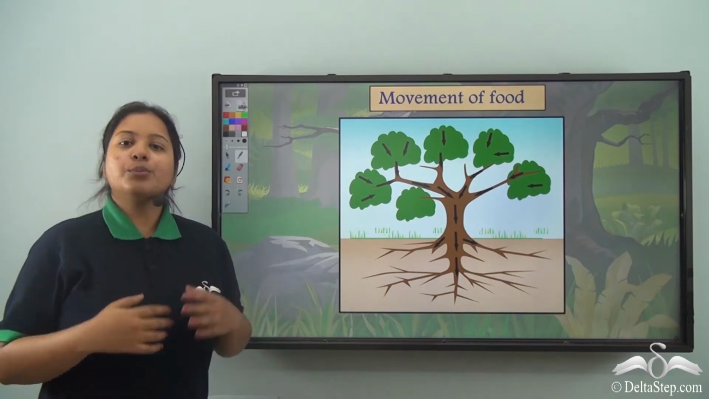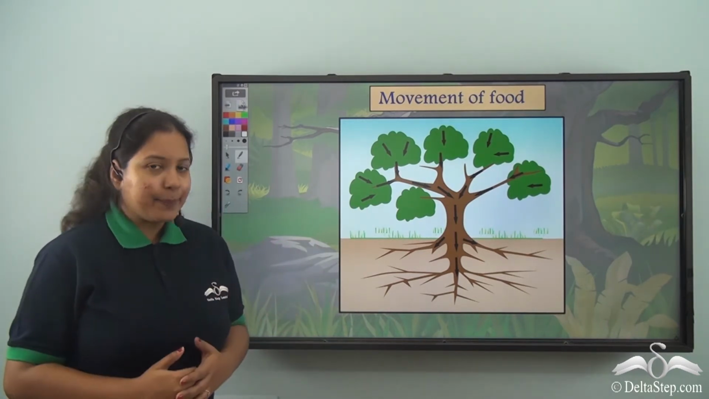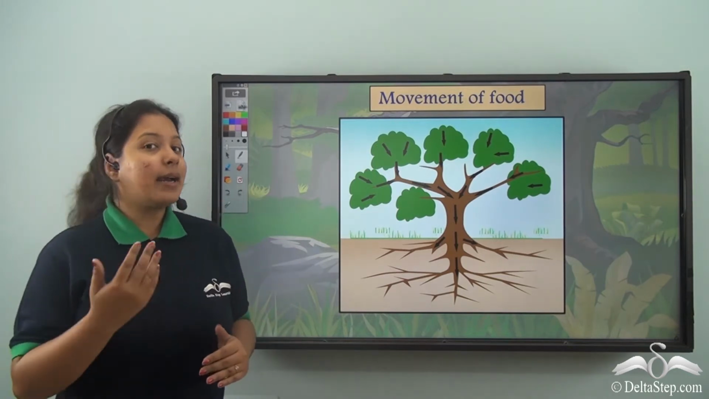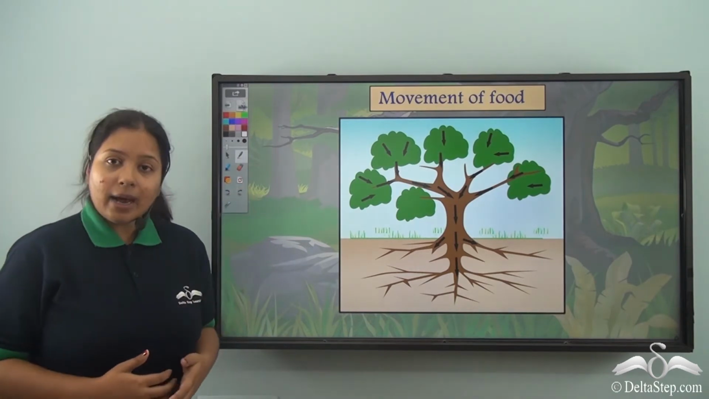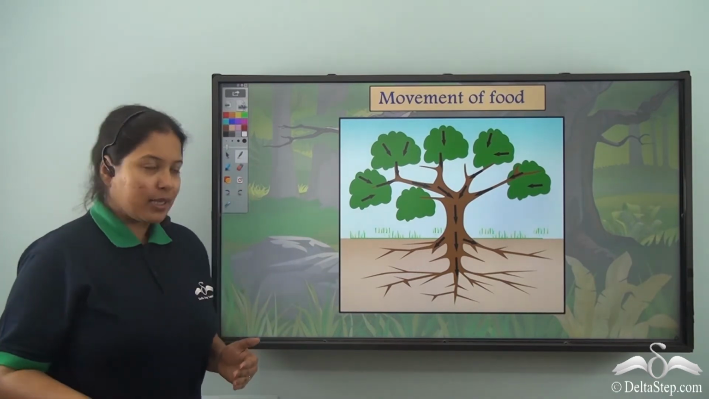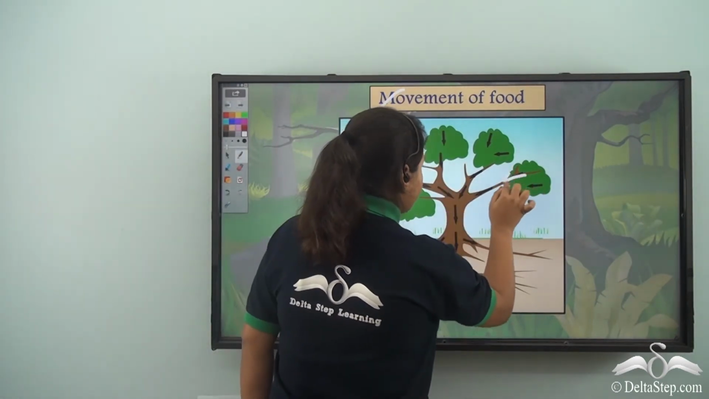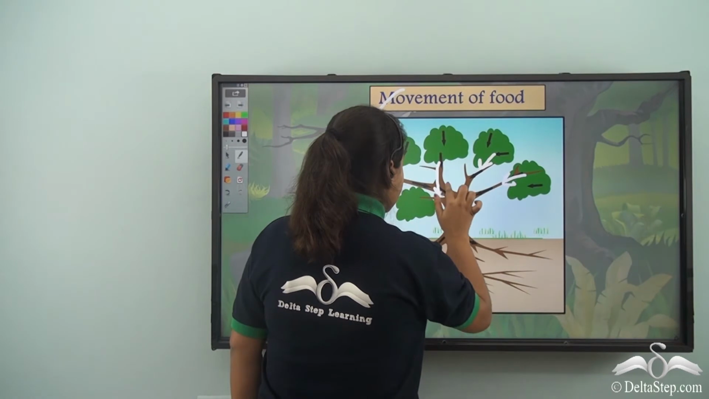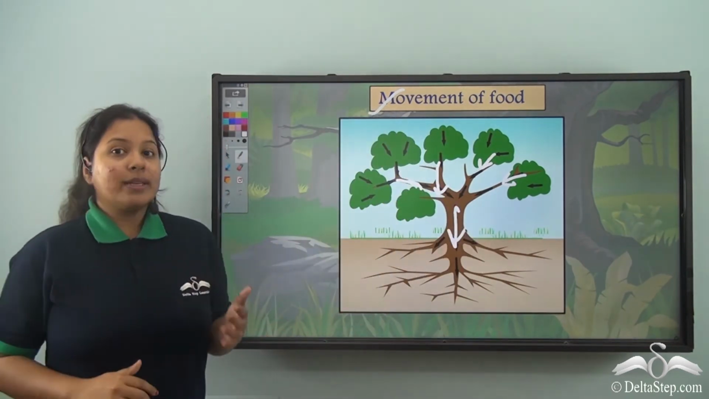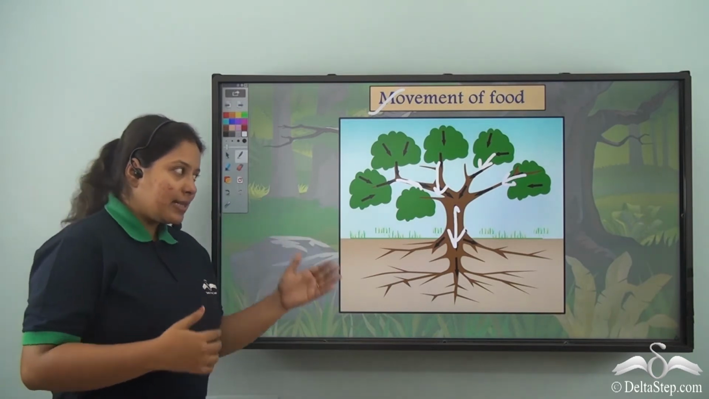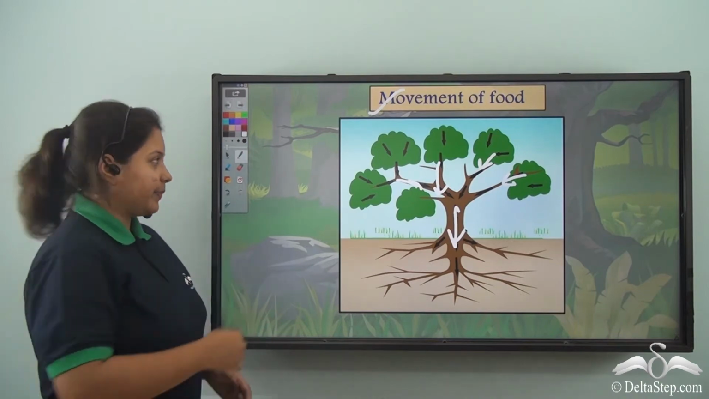Now, after the movement of water from roots to the different parts, the stem also helps in another thing. Do you know what? Well, the food of the plants is made in the leaves. So, the stem helps in the movement of the food to the other parts of the plant. So, what have we seen so far? The stem helps in the movement of food and water.